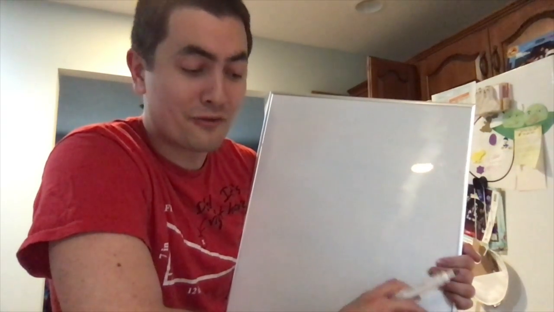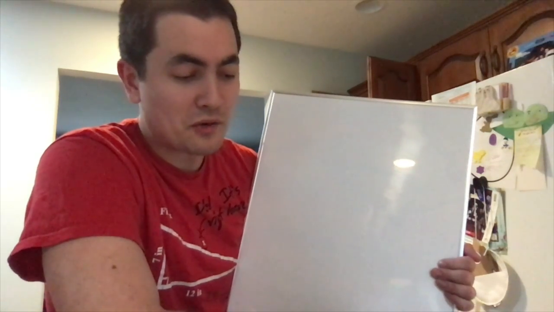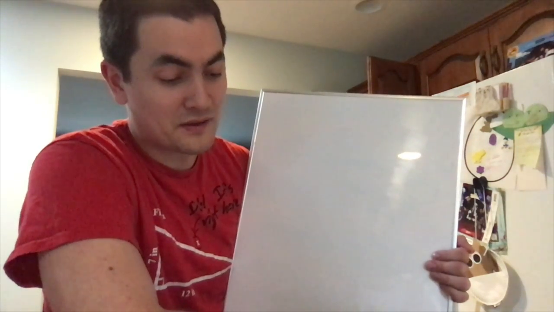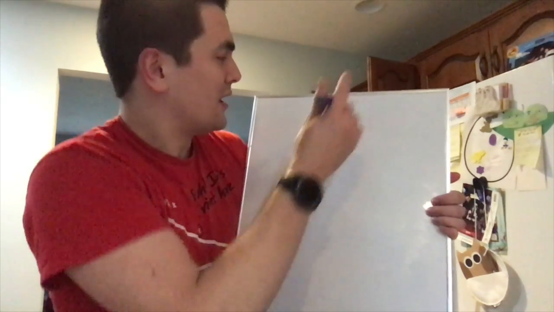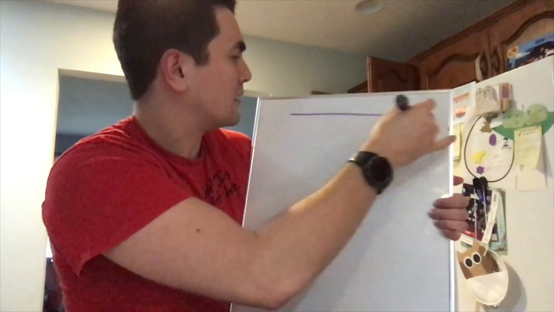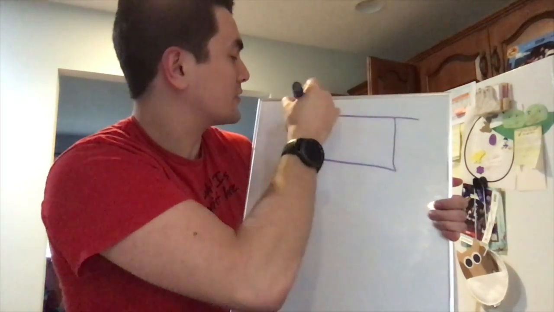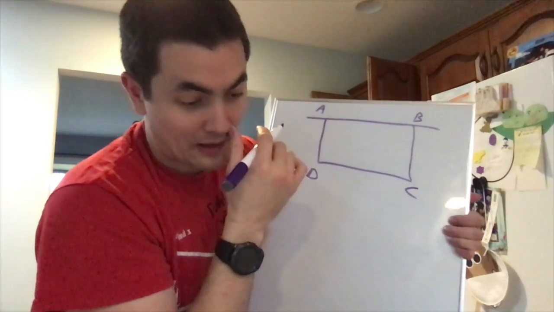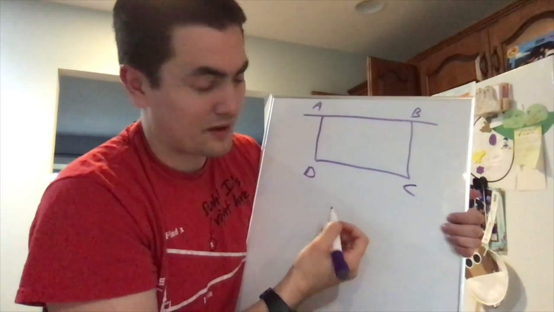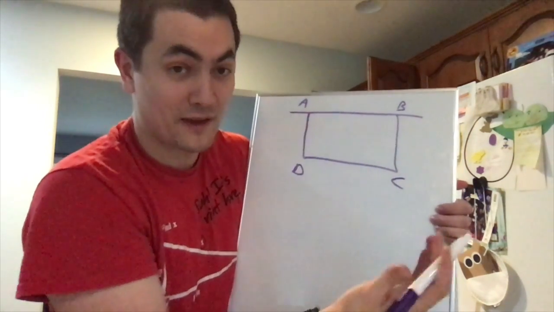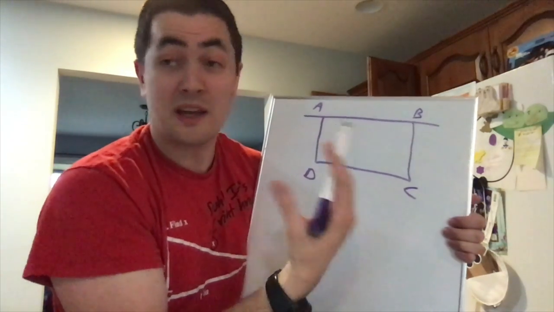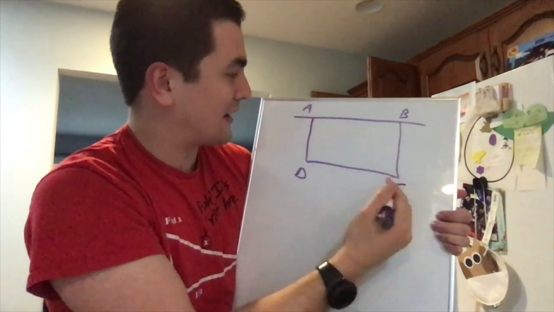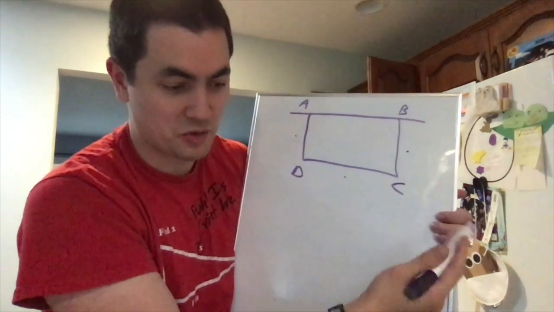So 440, number 4. The diagram shows a rectangular area ABCD bounded on three sides by 60 meters of fencing, and on the fourth side by a wall AB. Why don't we sketch the situation right here? Okay, so I've got A, B, C, D, and the total length is 60 meters of fencing. When you fence something, it comes in a roll and you measure out how much fencing you want. So the total length from here to here to here adds up to 60.